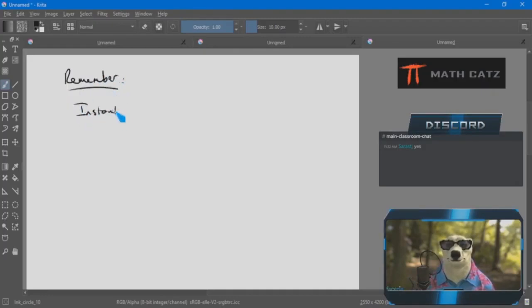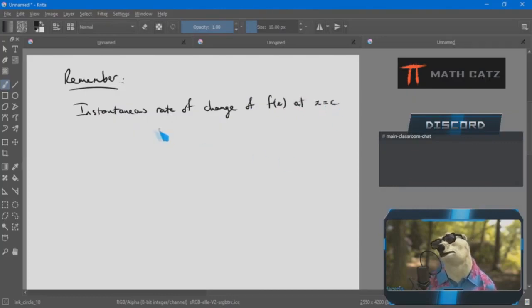Instantaneous, have to sound it out, rate of change of, let's say, my function at some x value, let's call it c, is the limit as h approaches 0 of f of c plus h minus f of c over h. Do we call it an a? Who cares?